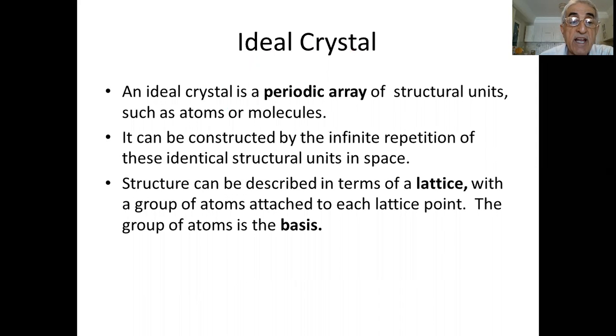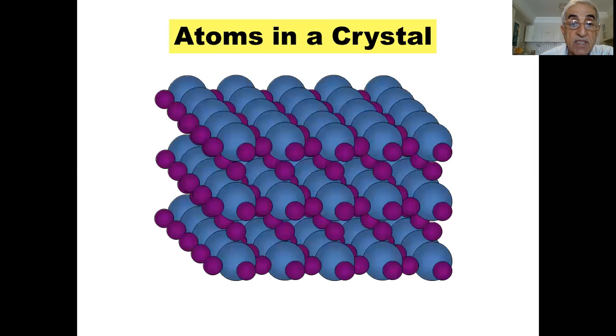Ideal crystal. An ideal crystal is a periodic array of structural units such as atoms or molecules. It can be constructed by the infinite repetition of these identical structural units in space. Structure can be described in terms of a lattice with a group of atoms attached to each lattice point. The group of atoms is the basis. This figure shows the atoms in a crystal structure. 2 types of atoms exist, so it's a compound.